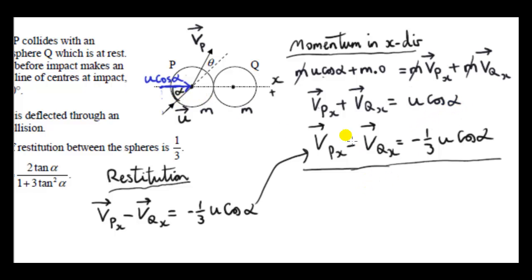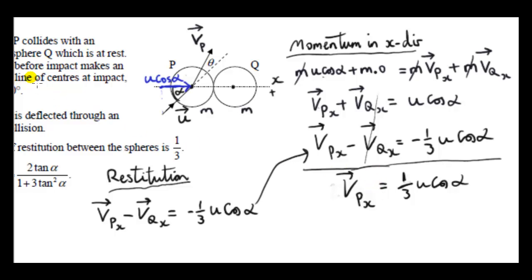And the easiest way to do this is simply to add these together. So we get 2 vpx equals 1 minus a third u cos alpha. That's 2/3 u cos alpha. And we just divide both sides by 2. So vpx is 1/3 u cos alpha.